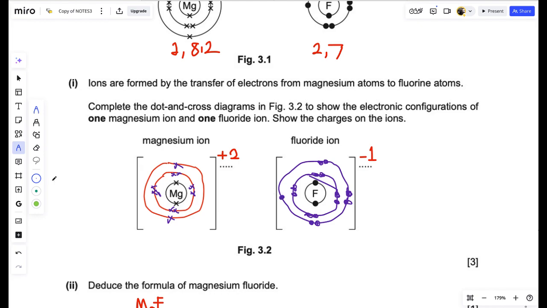Then we show that cross. We use a cross to represent the electron, showing that the cross is coming from here. Only one of these atoms comes here. So we're able to get our full 3 marks. If you don't give the charge of the ion here, you lose at least 1 mark. If you are not able to show that 1 electron here is the one that comes here, you also lose. So you have to be able to do all of this to get your 3 marks complete.